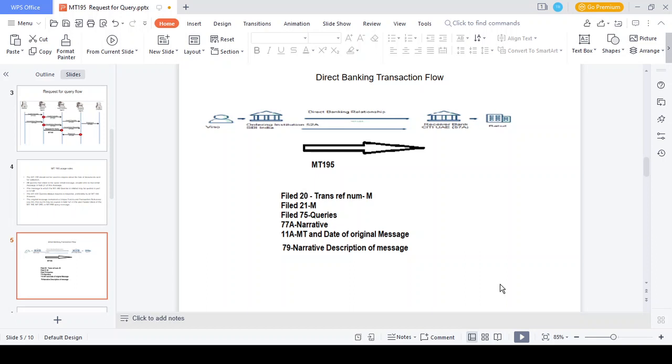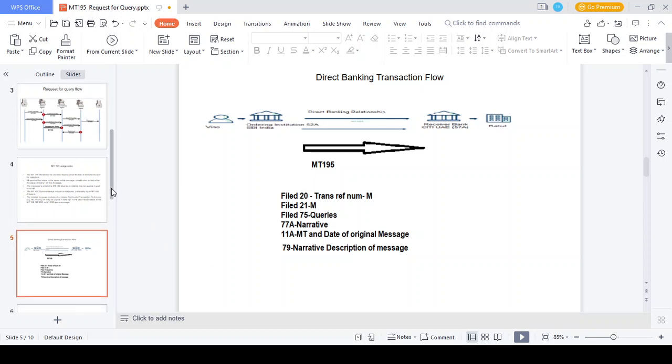Field 77A, narrative. The narrative should be some kind of codes. Within the code you can do the enquiry. Field 11A, MT and date of the original message: when the message was initiated, that is covered in 11A. Field 79, narrative description of the message: the narrative description is covered in this field.